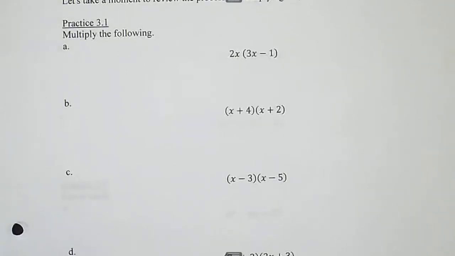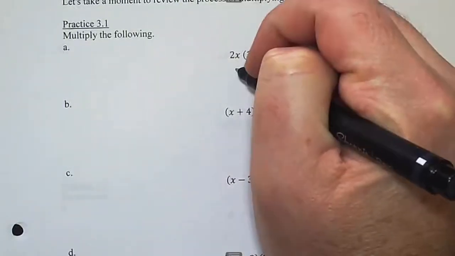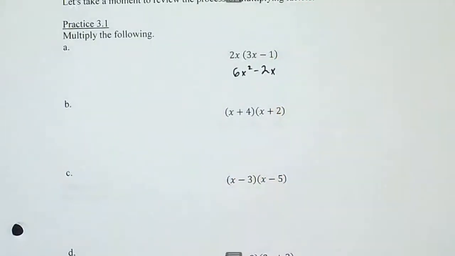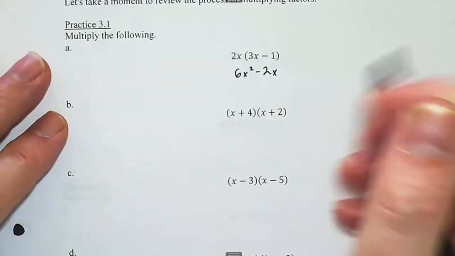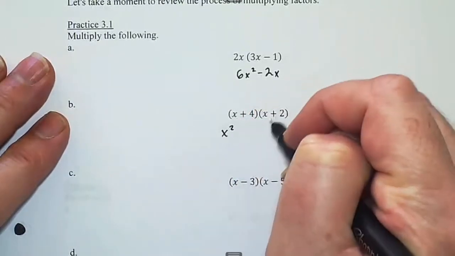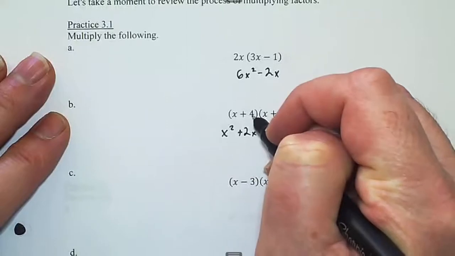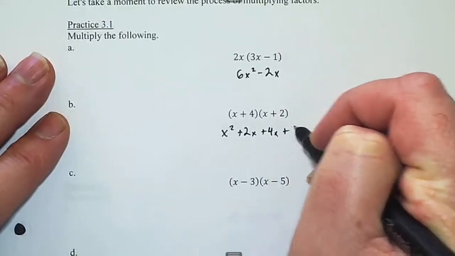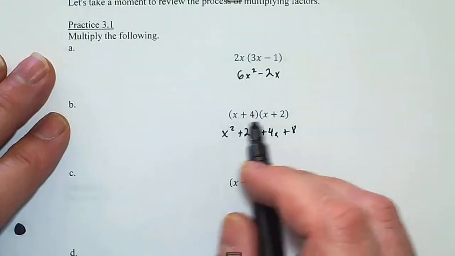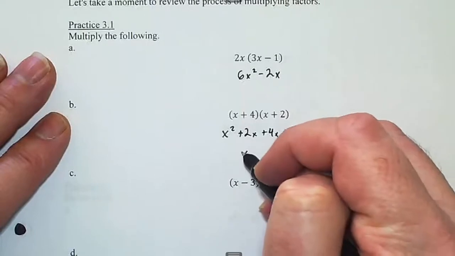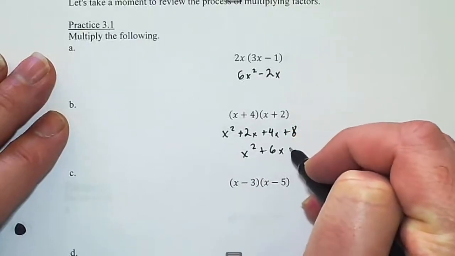All right, let's see how we did. On this first one, we'll distribute. We get 6x squared minus 2x. Then x times x is x squared. X times 2 is plus 2x. Then the inner is 4 times x. And then 4 times 2. So note how we multiplied the x to both things, then the 4 to both things. So x squared plus 6x plus 8.